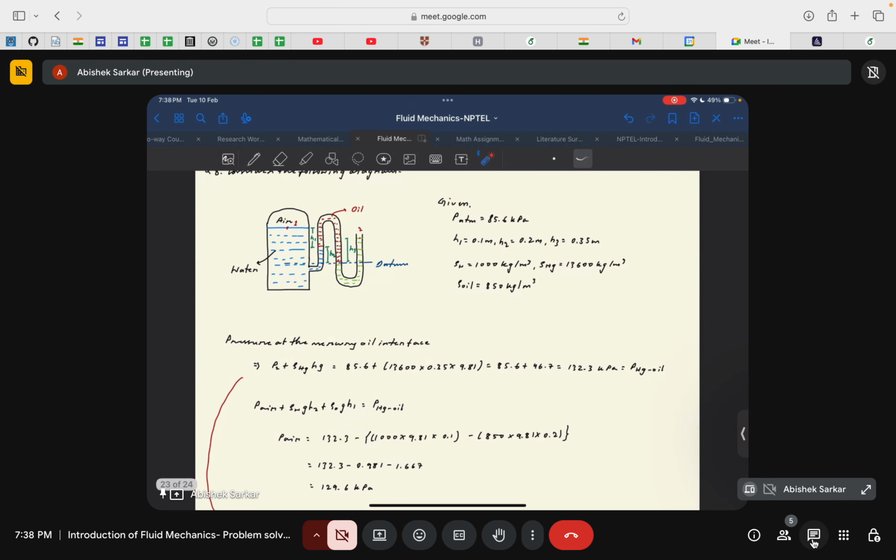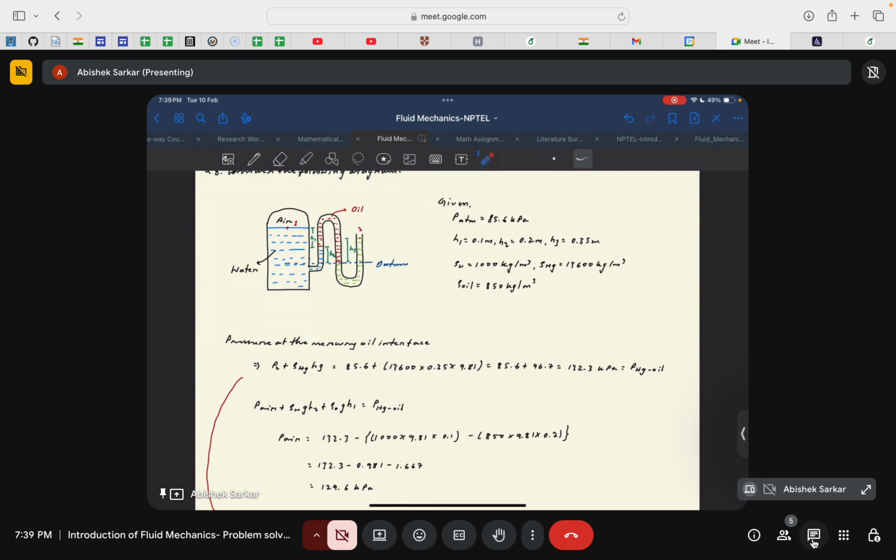Okay, now the issue arises at this next step. If I take this as a datum, then there is no reference between these, since these two fluids are not the same. So if I say this is the pressure, I cannot say that this pressure would be equal to the pressure at this interface.